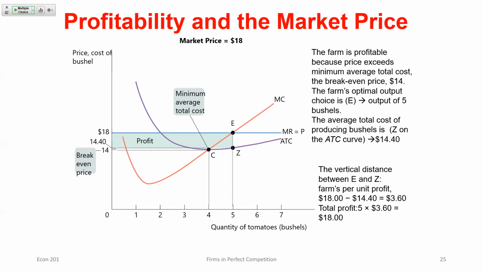All you're doing there is taking that optimal quantity of 5 and multiplying it by the difference between the price and my average total cost. I'm just plugging my values in at that point. Okay? And that would tell me the level of profit.